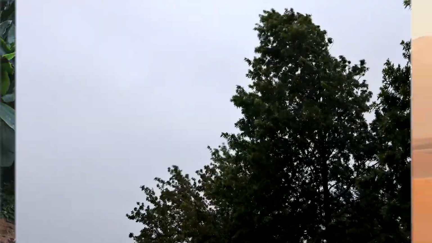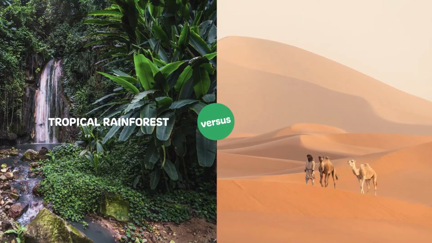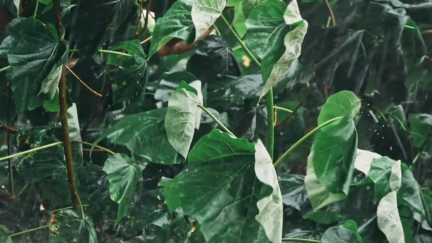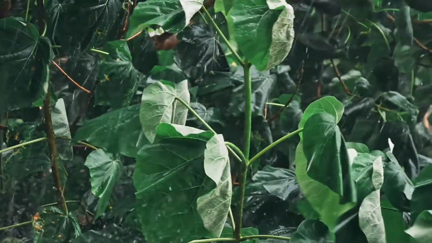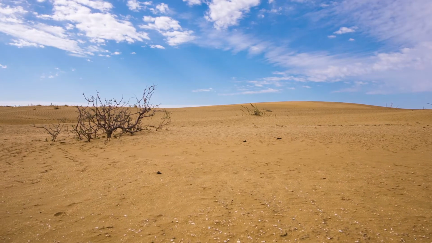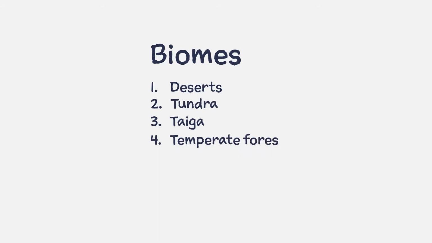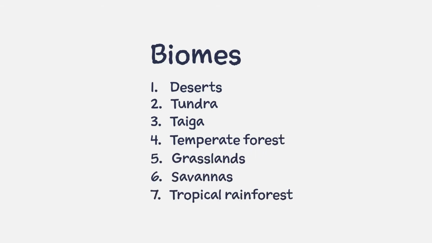Some parts of the planet are very different from one another. For example, tropical rainforests are nothing like deserts. In tropical forests, humidity levels and rainfall are really high, whereas deserts are dry and rarely have rain. These zones with different climates are what we call biomes. There are 7 biomes on Earth: deserts, tundra, taiga, temperate forests, grasslands, savannas, and tropical rainforests.